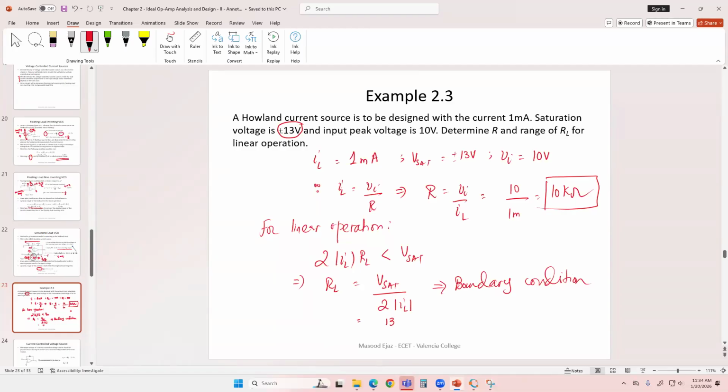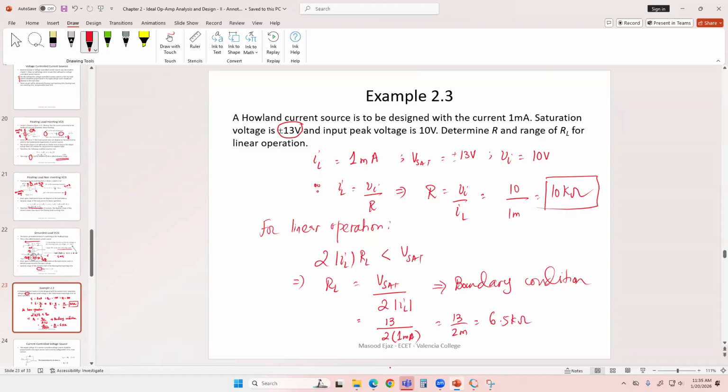Saturation voltage is 13 volt, and we are designing the circuit for 1 milliampere, so 2 times 1 milliampere. 13 over 2 milli will be 6.5 kilo. So that's the boundary condition. That means any value of RL which is less than or equal to 6.5 kilo ohm is going to make this source a voltage controlled current source.